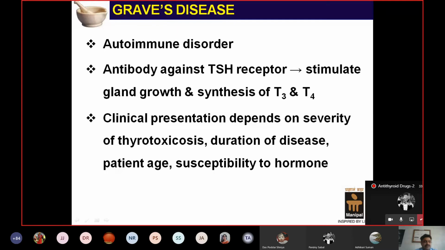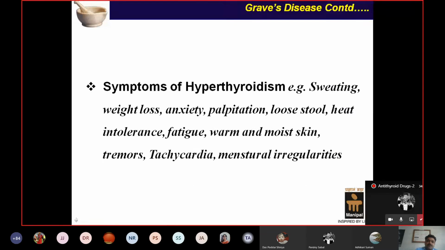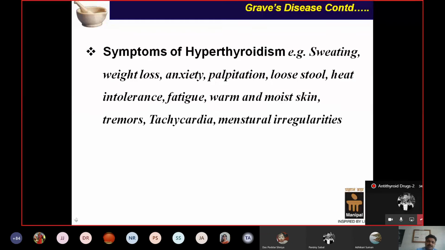And this Graves' disease is more common in females of age group 20 to 40 years. The symptoms of Graves' disease, we will be talking about the other symptoms, but it has the symptoms of hyperthyroidism. There will be increased sweating. Mostly there will be weight loss, and anxiety, palpitation, loose stool, heat intolerance, fatigue, warm and moist skin, tremor, tachycardia, menstrual irregularity.